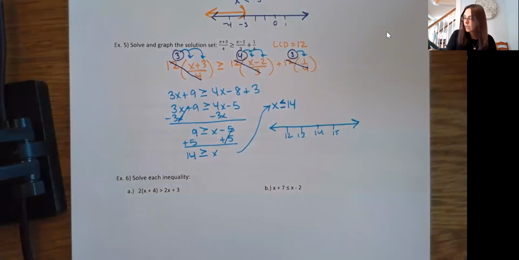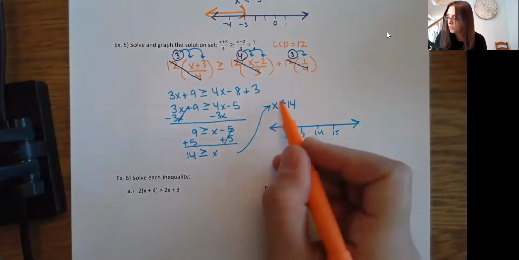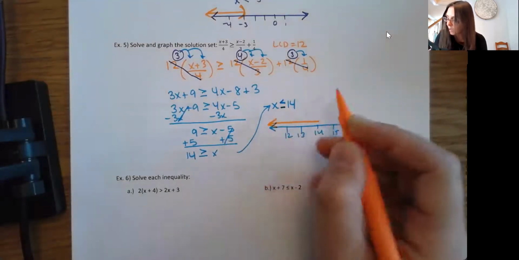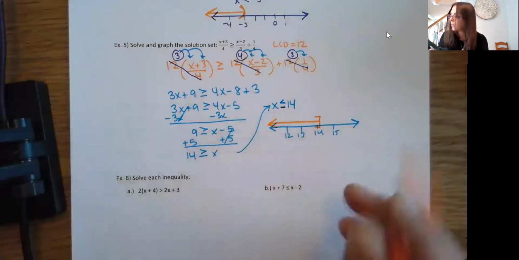Okay, so here I want x is less than or equal to 14, so I'm going to shade this way. And then because I have an equality symbol, I'm going to go ahead and use a bracket.